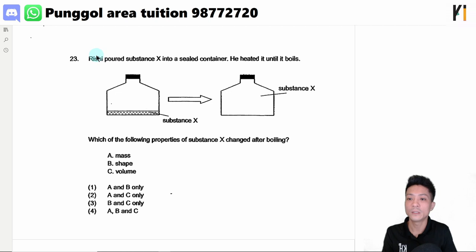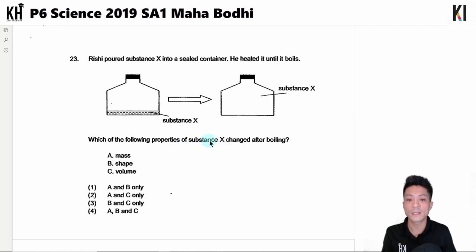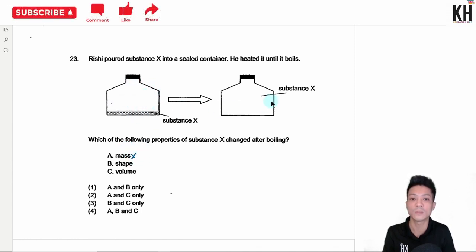Question 23. Rishi poured a substance X into a sealed container. He heated it until it boils. So the substance X is inside the sealed container and then it is heated until it boils. Which of the following properties of substance X changed after boiling? The mass did not change, because it is in a sealed container, so the amount of substance X will remain the same.